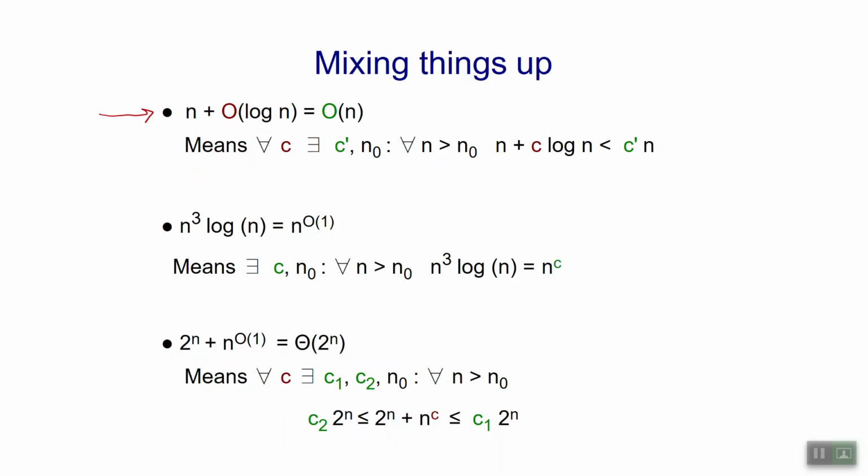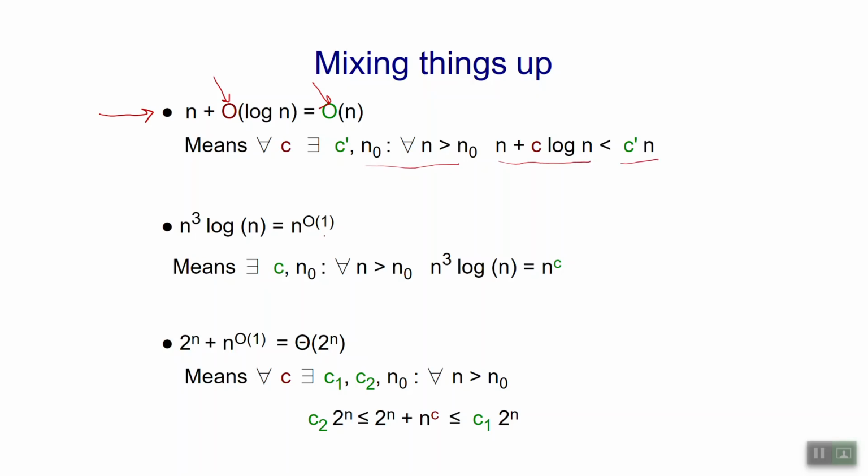Something like this means that whatever constant c you put here, you can find another constant here that makes things hold. For every constant c here, you can find a constant c prime here, so that when n becomes large enough, larger than n sub 0, you have that n plus c log n is at most c prime n.